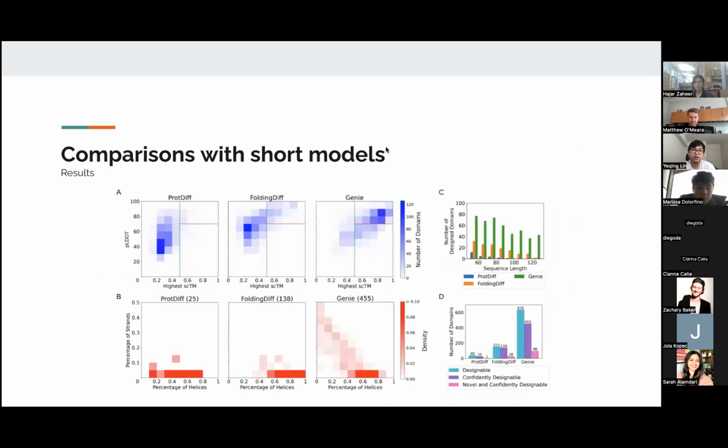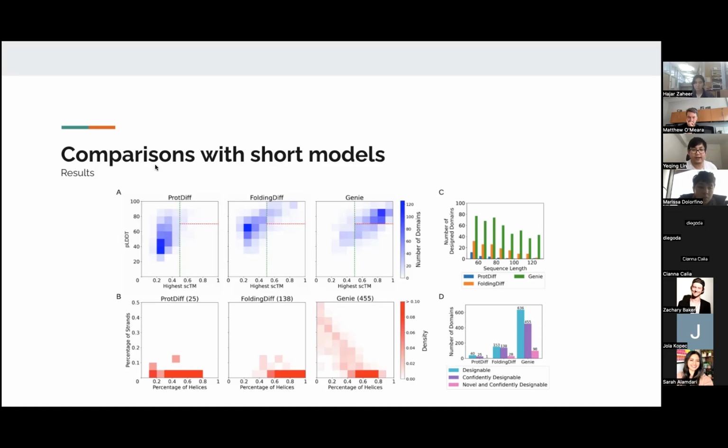Okay. Yeah, so here are some of the initial comparisons with some of the short models. Here we compare ProDiff and FoldingDiff. So what do we mean by short model? It means that these models are able to generate up to a length of 128, so a maximum of 128 residues. So we call them short models. And later there are multiple models that are able to generate beyond that length.